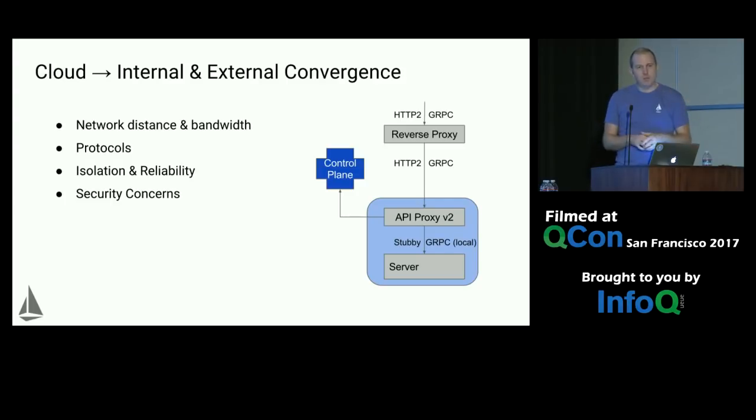So, I mentioned a little bit about this kind of cloud and internal convergence, right? So we had the network and the physical distance convergence. I talked a little bit about isolation and reliability. We also had a convergence in security concerns.